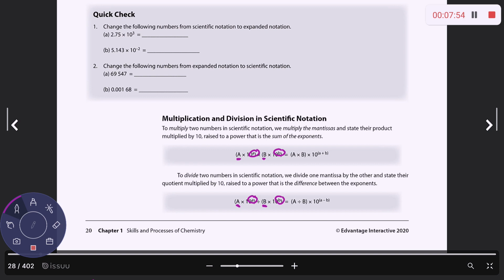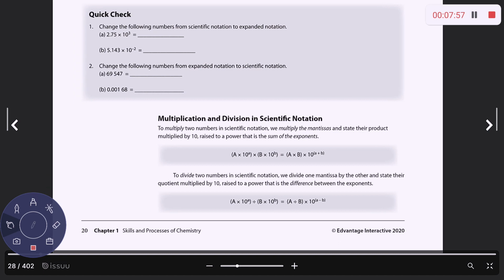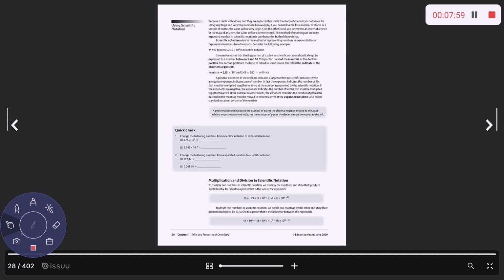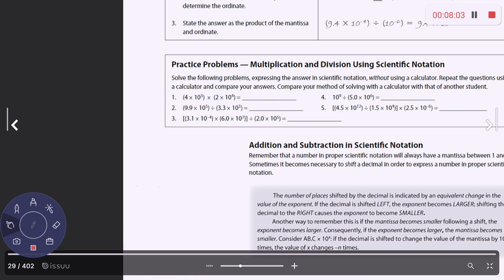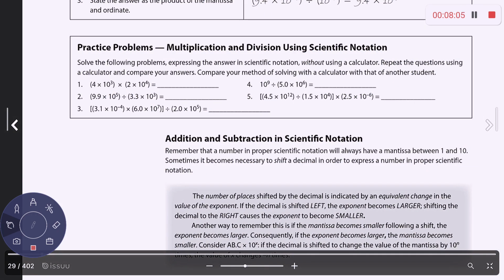And there's actually a special keystroke on your calculator that I'm going to teach you how to use. So let's go to the next page and take a look at these practice problems so that I can teach you how to use those special keystrokes. Okay, on the next page in the practice problems, let's take a look at number one.